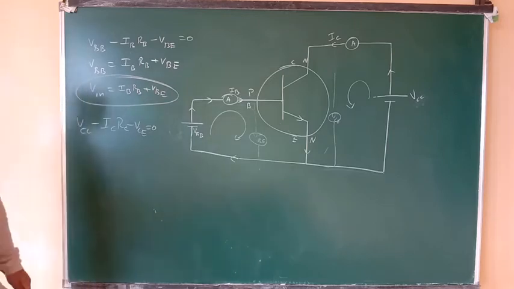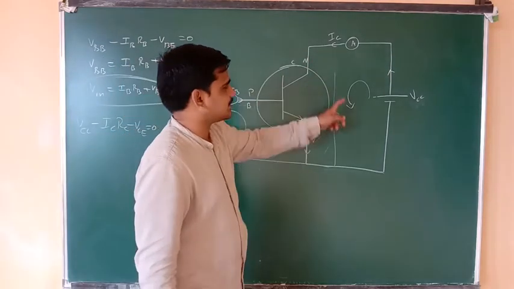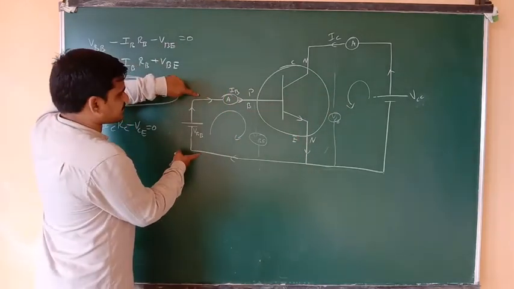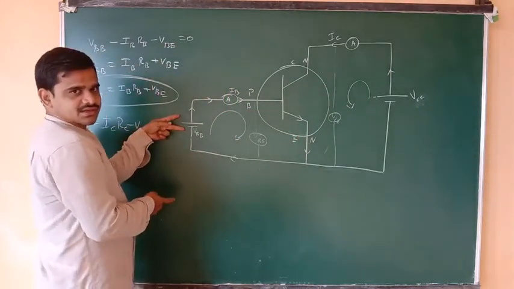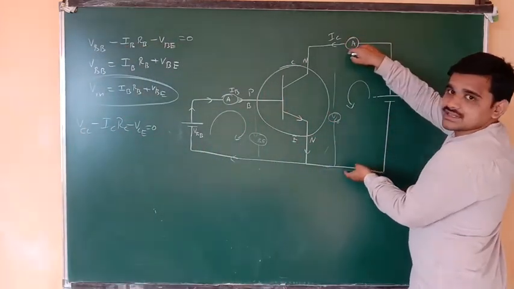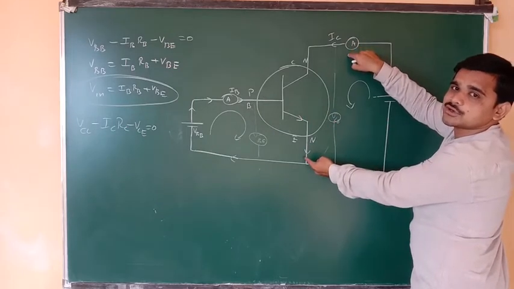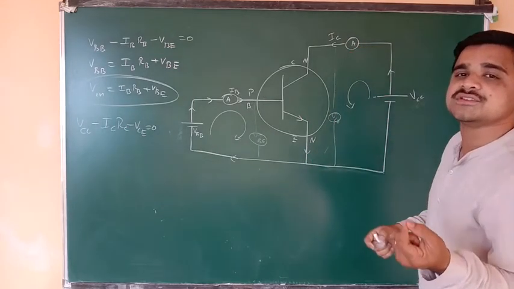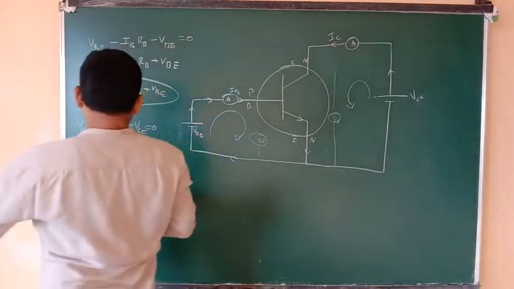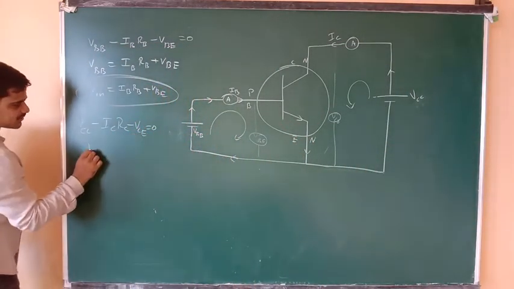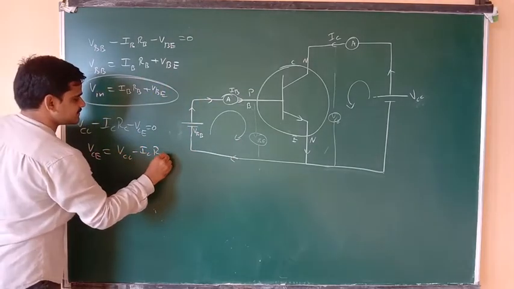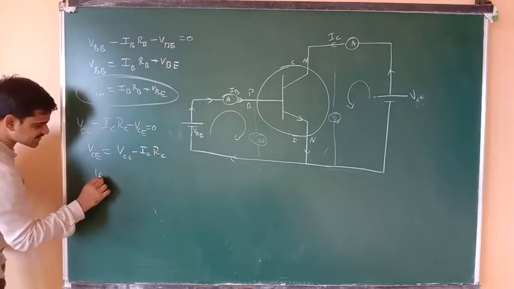Commonly the output is taken between the collector and emitter. We give the input between the base and emitter, and we have to collect the output voltage between the emitter and collector because it's a common emitter configuration. The potential difference between the emitter and collector is the output, VCE, which is equal to VCC minus IC RC.